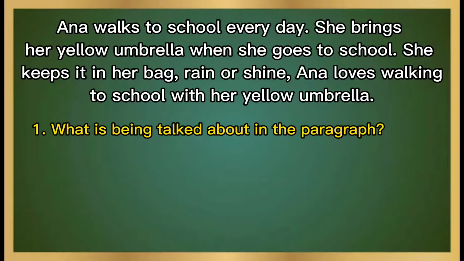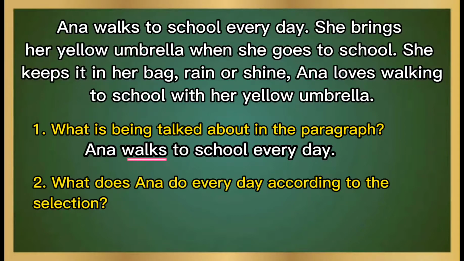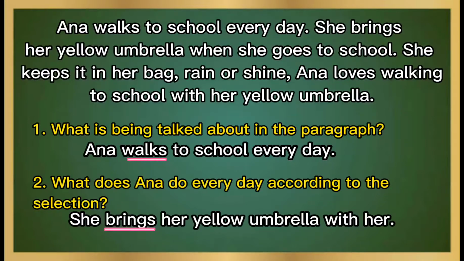What is being talked about in the paragraph? Anna walks to school every day. That is right. Next is, what does Anna do every day according to the selection? She brings her yellow umbrella with her.